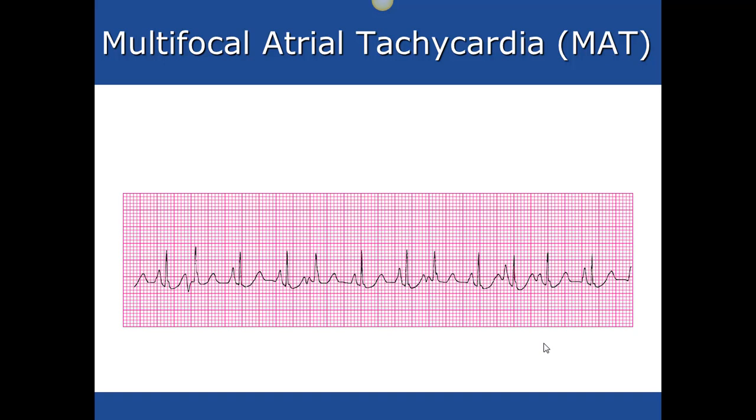So let's take a look at multifocal atrial tachycardia, also known as MAT. This is a variant of the wandering atrial pacemaker. It occurs when the rate reaches 100 beats per minute or greater. Now, this could be confused with atrial fibrillation that we'll talk more about in just a little bit. We see this in patients that have advanced COPD, digitalis toxicity, and several different types of electrolyte imbalances.